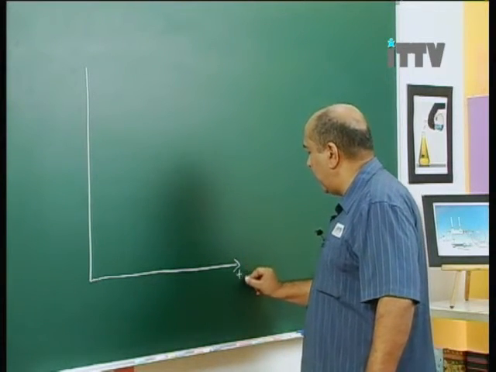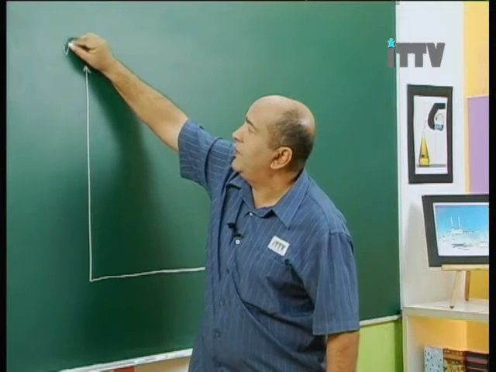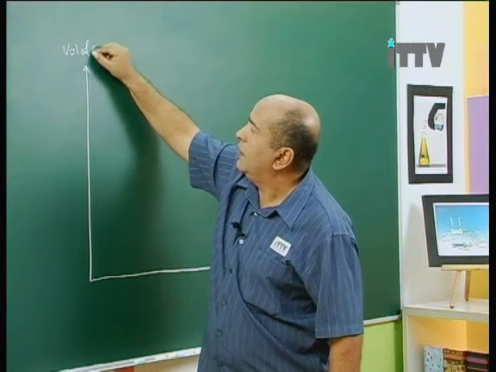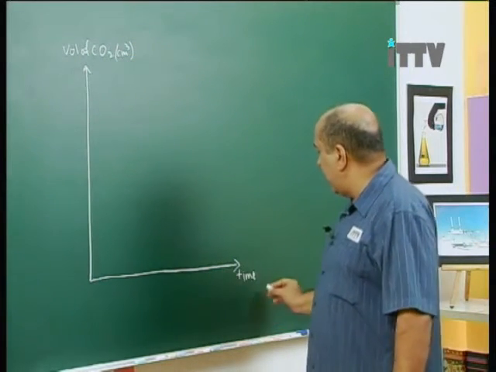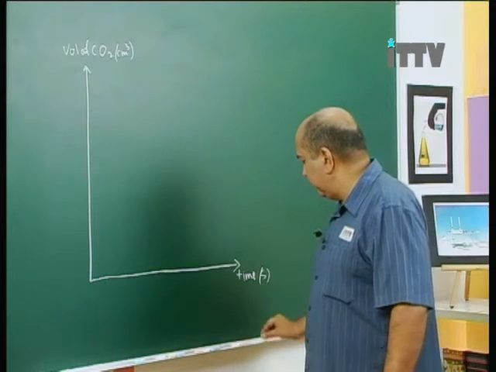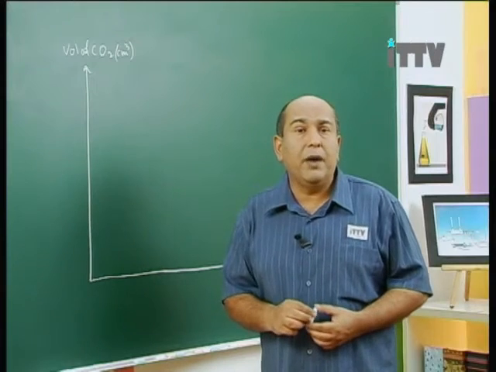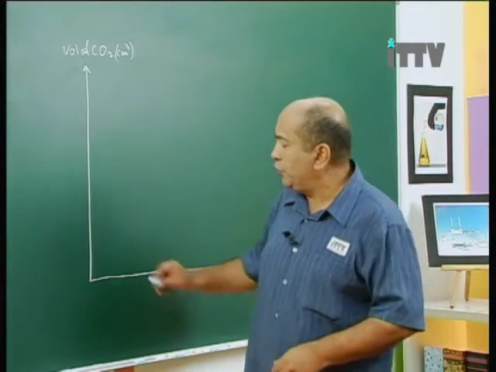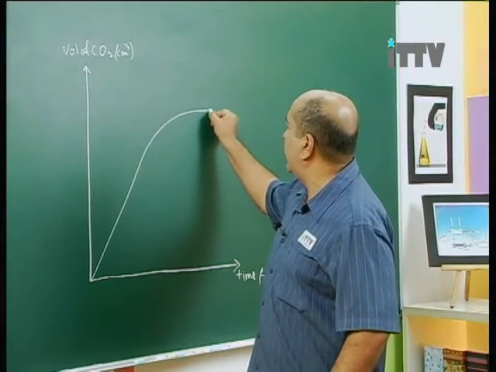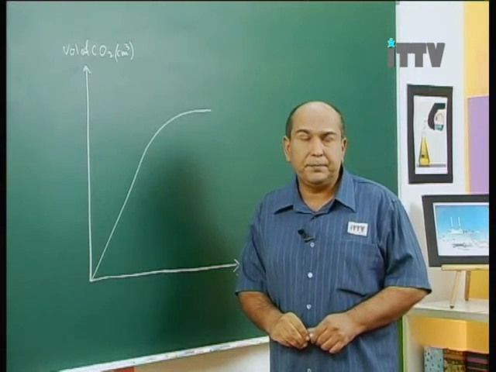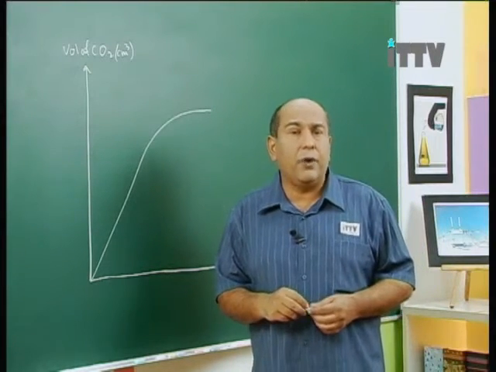So here is our time. And let's say that we are measuring the product, which is, let's say, volume of carbon dioxide, which will be in centimeter cube. And our time will be in seconds. So, what we're doing is we are drawing a graph of the amount of product being formed. So, we should get a line that goes up like this and then begins to curve and then finishes at the end.